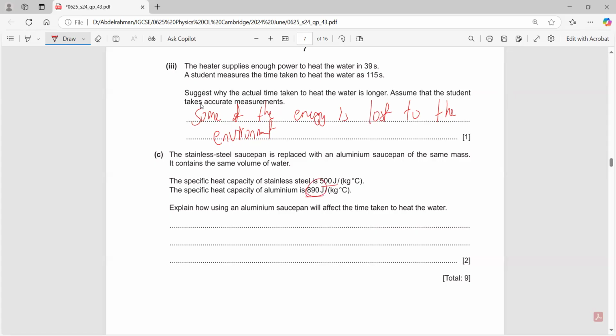When you have a higher specific heat capacity, it will take a longer time. It will take a longer time due to the higher specific heat capacity.